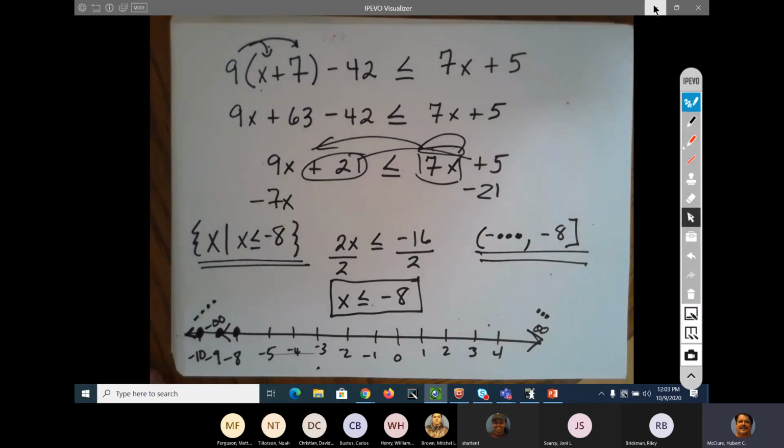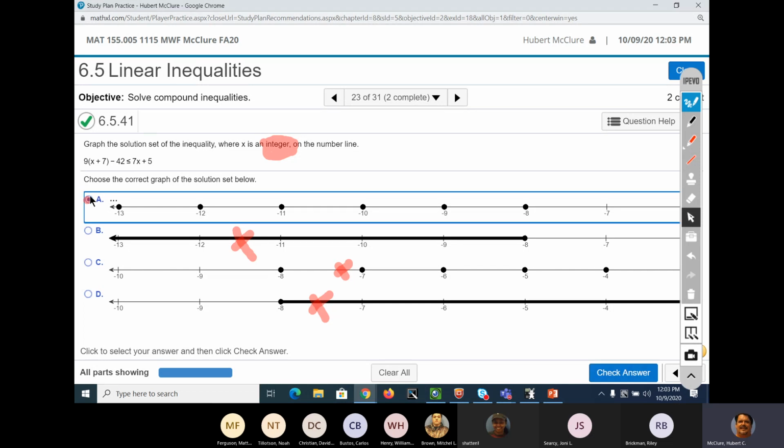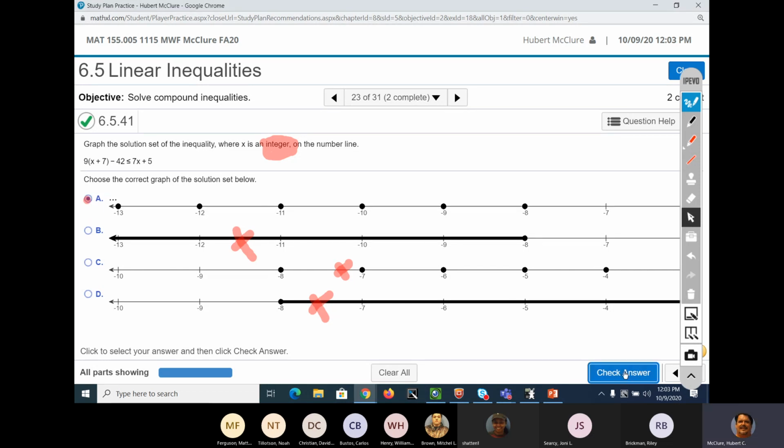Now, I did see one question I want to go over just for good measure. Let's take this one out. You know it's not this one, and you know it's not this one because it says integers. And that means it's either this one or this one. And it's not this one because this is greater than. It's got to be A. So click on A and check answer.